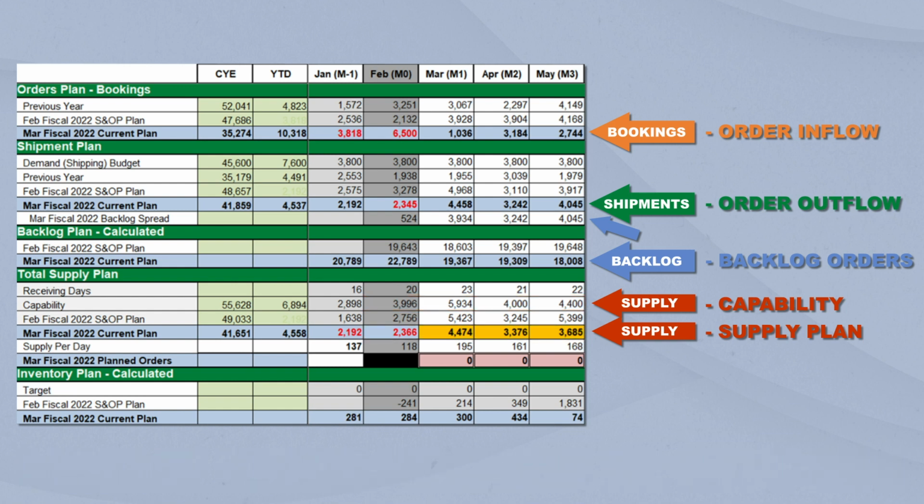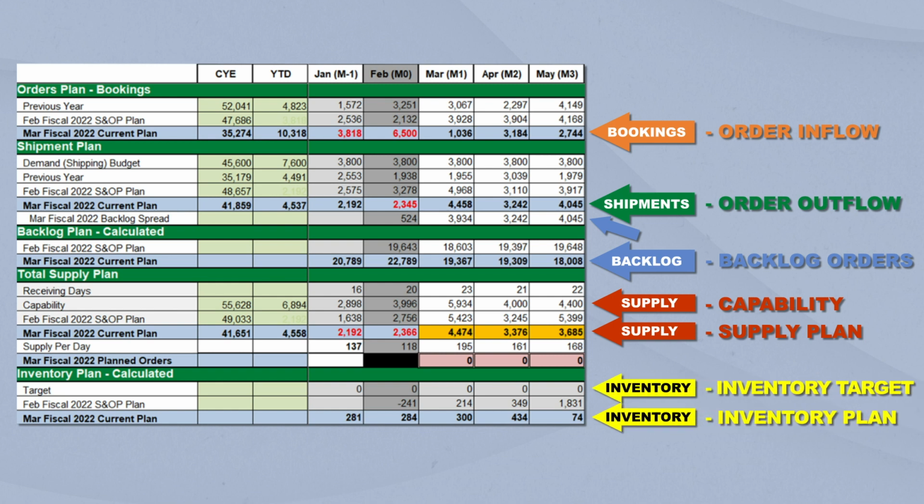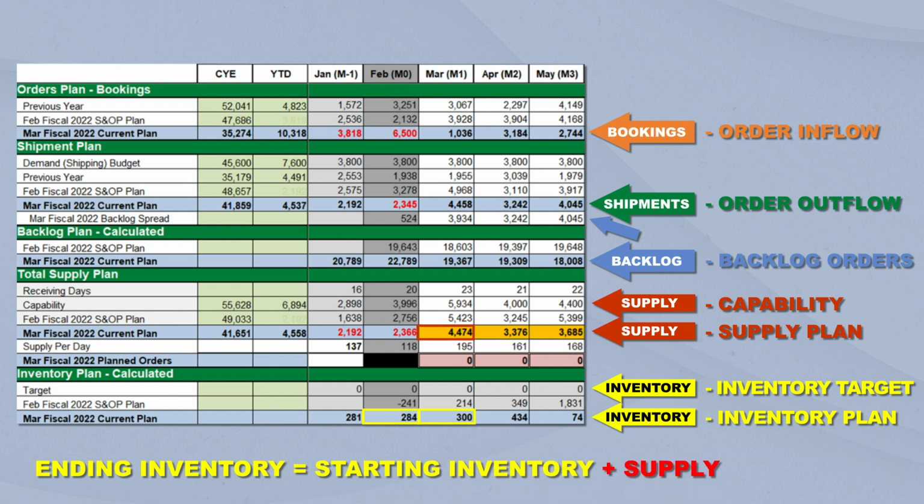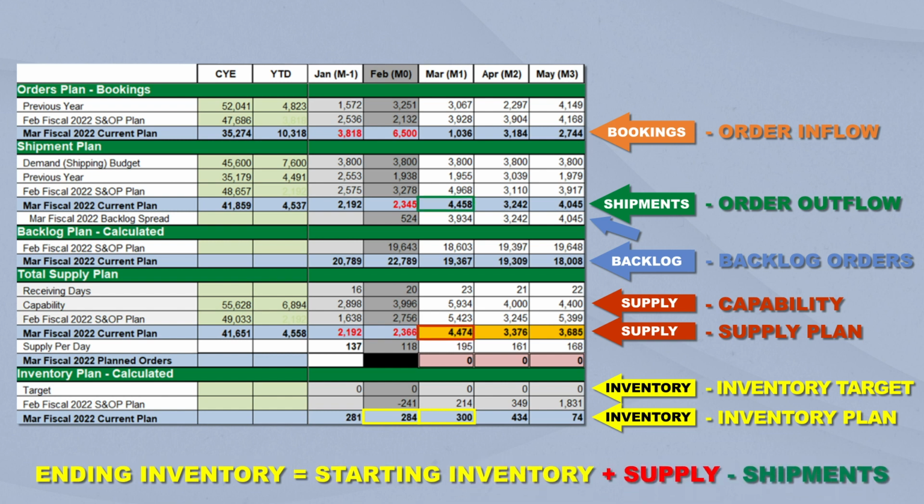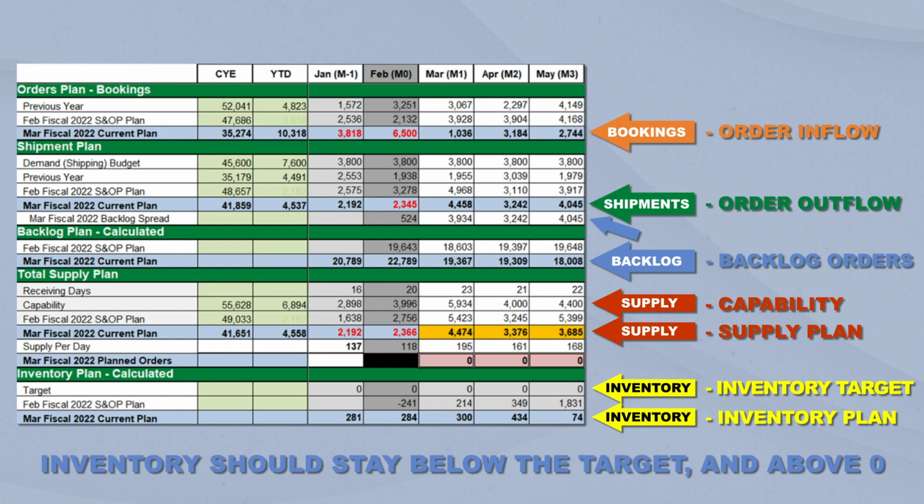The bottom section of the 5-section sheet is inventory. These are the yellow arrows. This is really just a calculated number. It starts with the month-ending inventory from the month we just completed, in this case February. The calculation going forward for each month's ending inventory starts with the current inventory and is projected by using the following formula. The ending inventory is equal to starting inventory plus supply minus shipments. A balanced plan should hold the inventory below the target level and above 0.